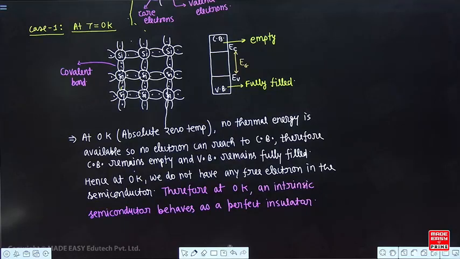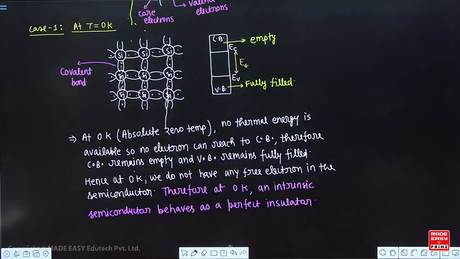I have already done the classification based upon the band gap. If the band gap is wide, the material will be an insulator. If the band gap is narrow, the material will be a conductor, or a semiconductor. In diamond, the band gap is wide, that is 5.5 electron volt, so diamond is behaving like an insulator.